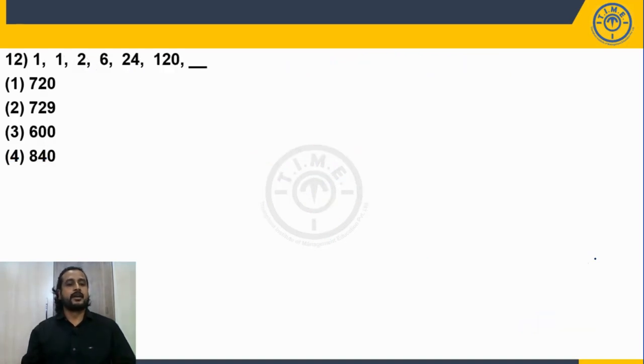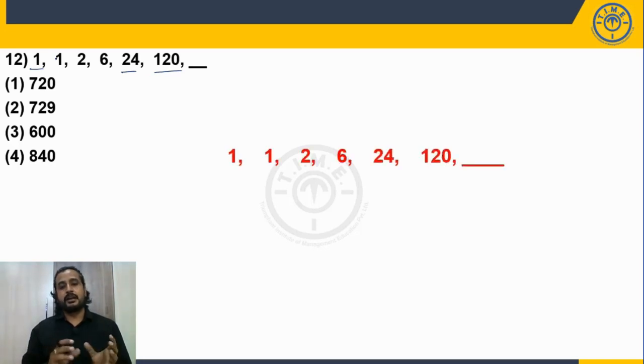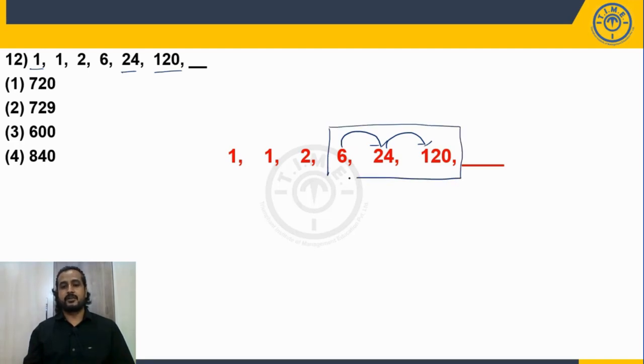Now look at this: 1, 1, 2, 6, 24, 120. Are the numbers increasing rapidly or increasing slowly? Is the jump from one number to another small or big? 24, 120, there is a big jump. 6 and 24, there is a big jump. Generally, we will observe the last three numbers. That is enough. When the numbers are in an increasing pattern, observe the last three numbers.